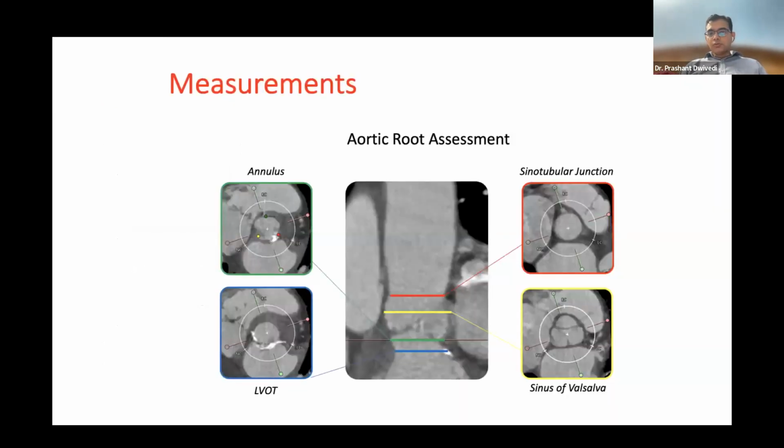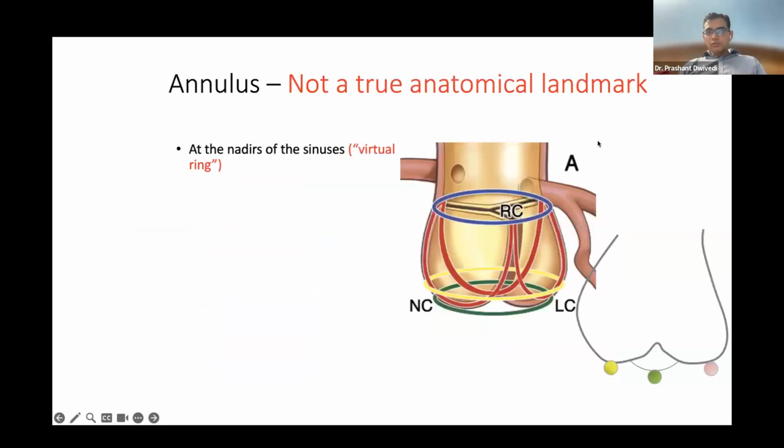First of all, we need to understand the aortic root measurement. During aortic root measurement, we need to understand what is the annulus, what is the LVOT, what is the sinus of Valsalva, and what is the STJ. We can see this green line is basically the annulus. This yellow line is the sinus of Valsalva. This red line is the STJ, and the blue line is the LVOT. So why do we need these measurements to be taken?